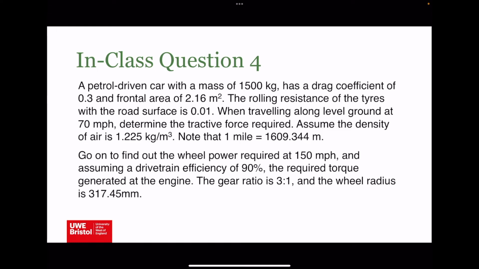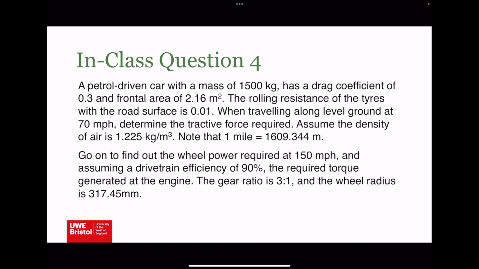So it says a petrol-driven car with a mass of 1,500 kilograms has a drag coefficient of 0.3 and a front area of 2.16 meters squared. Okay, so you've got the drag details, we've got the mass of the vehicle. The rolling resistance of the tyres with the road surface is 0.01. Okay, so we've got the rolling resistance. When travelling on level ground at 70 miles an hour, work out the tractive force required.